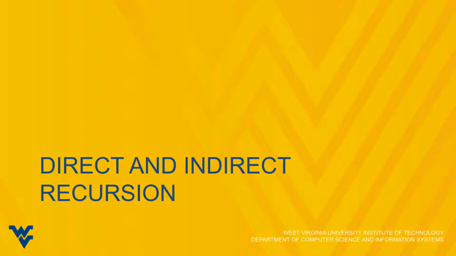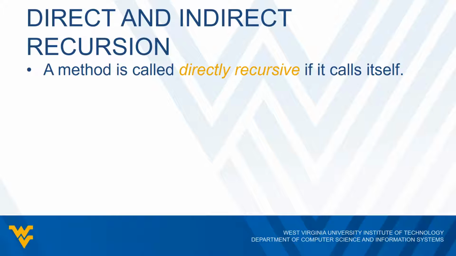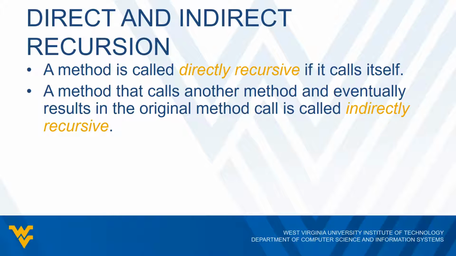We'll now discuss the difference between what we call direct recursion and indirect recursion. We say that a method that calls itself is directly recursive. So if I have some method which we call A and A calls A, then we say that's direct recursion or directly recursive. Now, if a method calls another method and eventually that method, or maybe through several method calls, goes back to the original method, we call that indirectly recursive or indirect recursion.